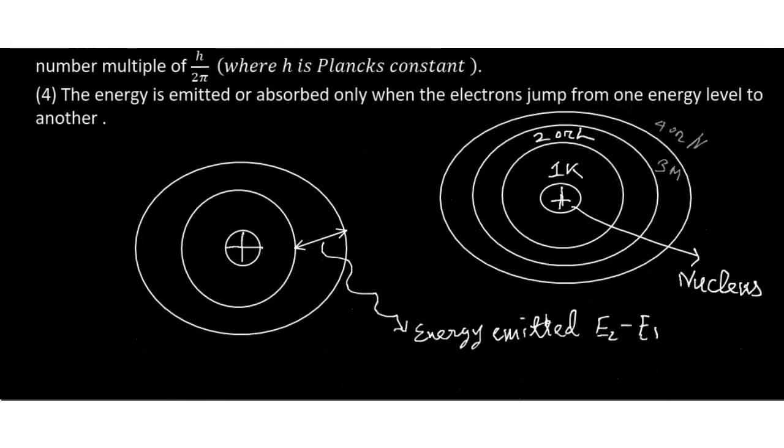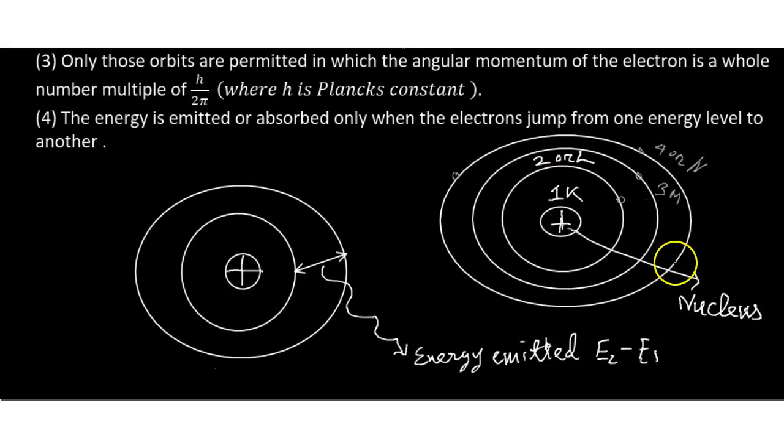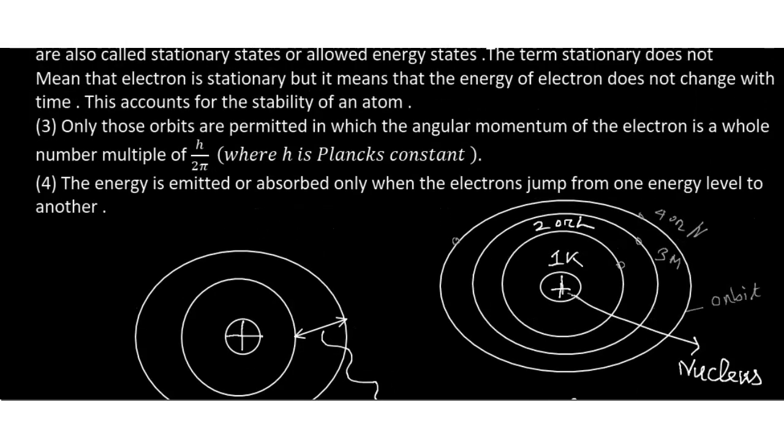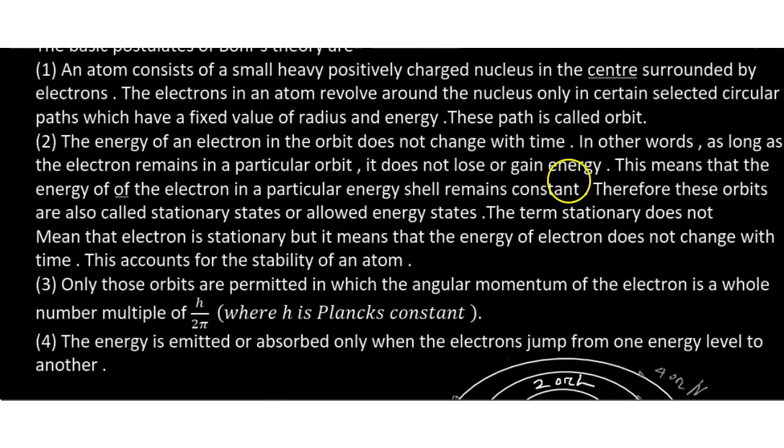I have already drawn this. This portion is called the nucleus, and the electron is moving around the nucleus, and this path is called an orbit. I hope I made this concept clear. I think this concept is clear for everyone. This path is called an orbit.